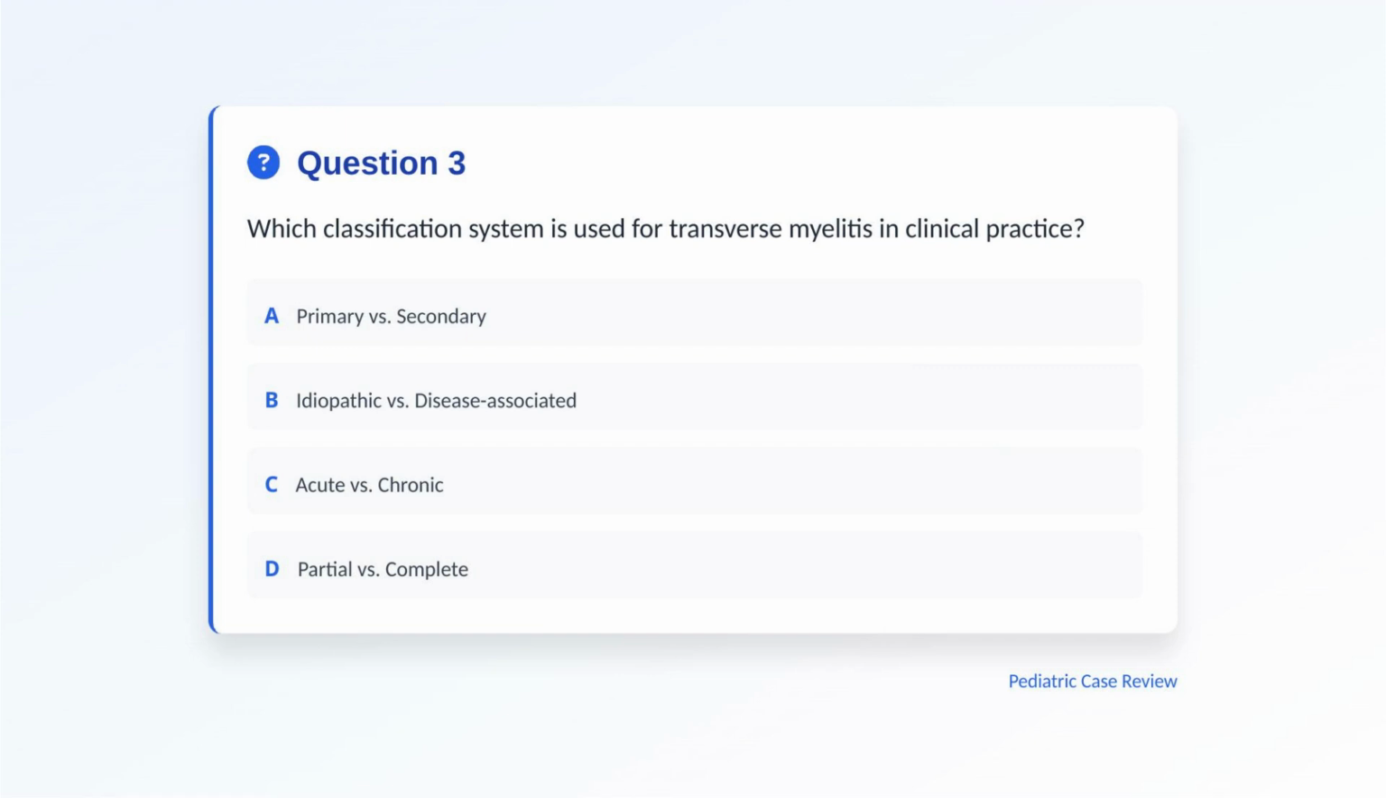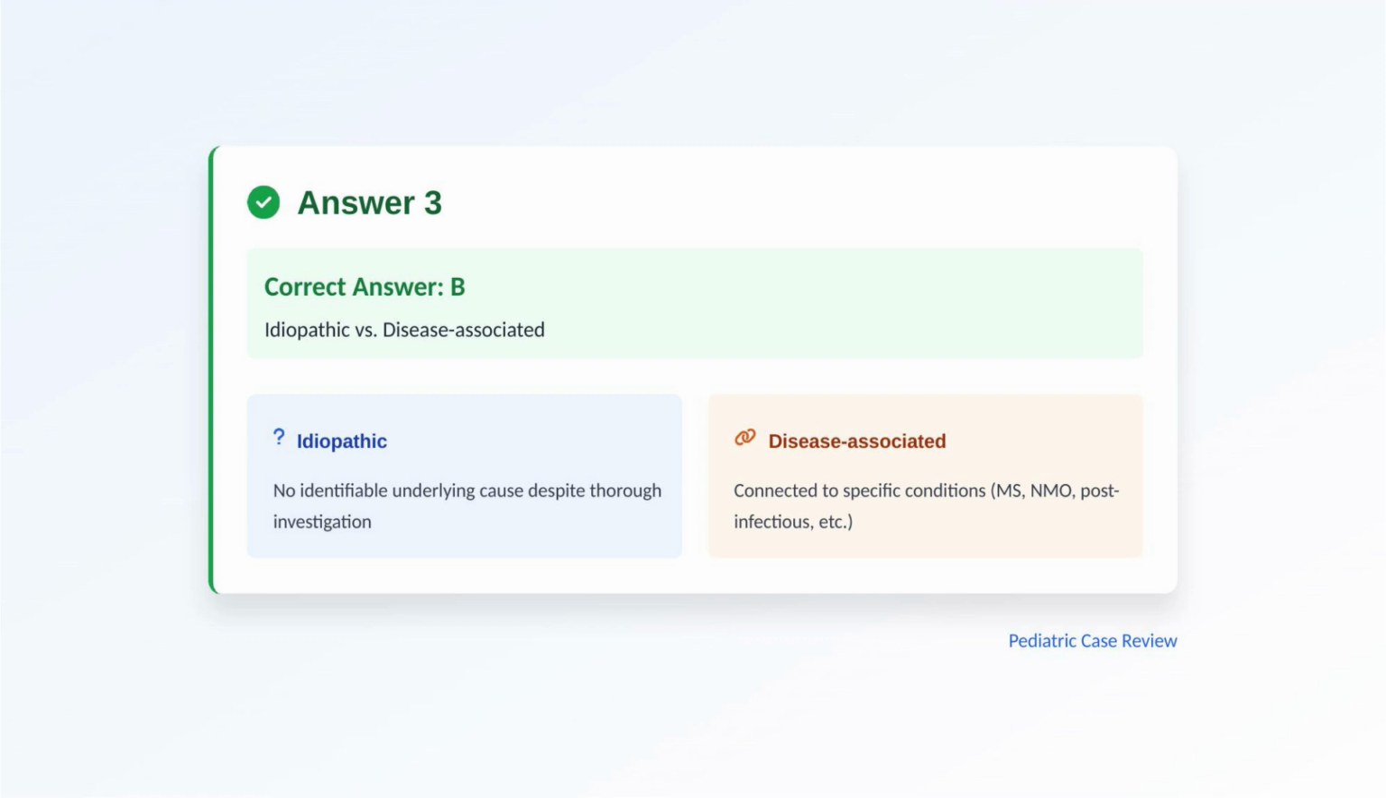Moving to question 3 about disease classification. Which classification system is used for transverse myelitis in clinical practice? A. Primary versus secondary. B. Idiopathic versus disease-associated. C. Acute versus chronic. D. Partial versus complete. The correct answer is B.